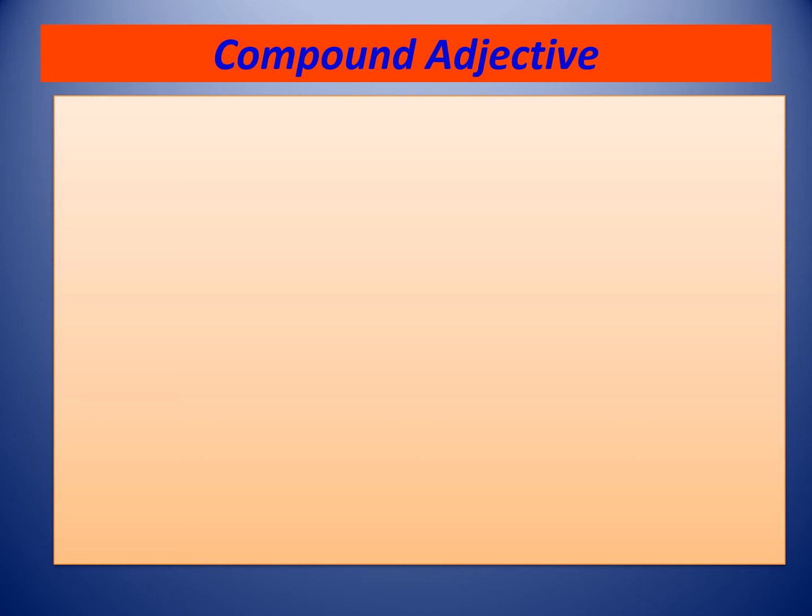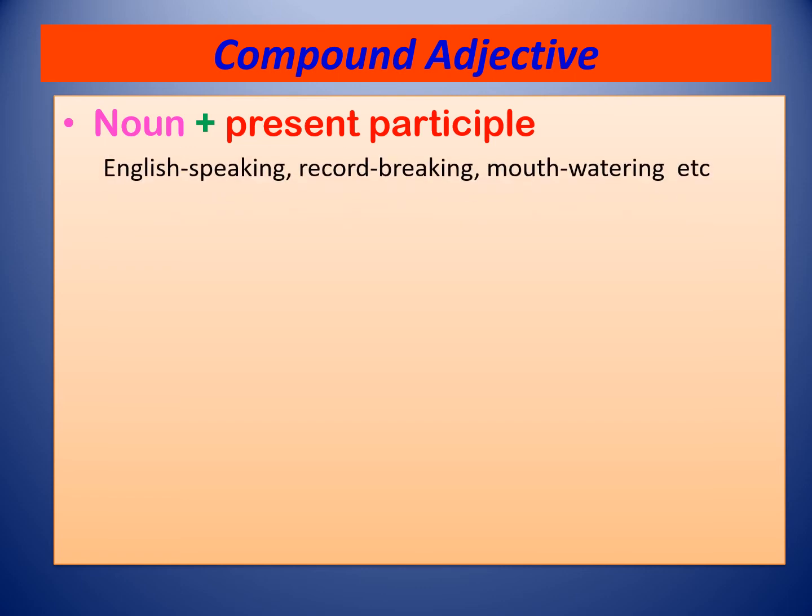Students, let us see the next one. Compound adjective is formed with a noun and present participle. Examples: English speaking, record breaking, mouth watering. So in English speaking, English is a noun, speaking is a present participle. Record breaking, record is a noun, breaking is a present participle. Mouth watering. In this compound adjective, mouth is a noun, watering is a present participle.